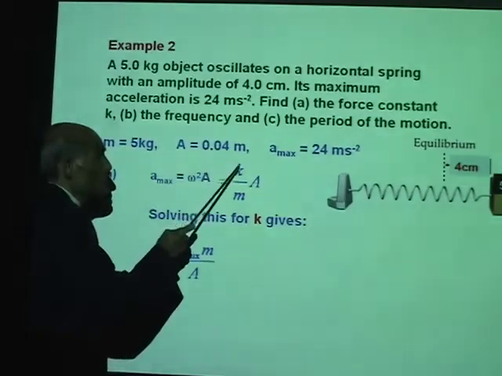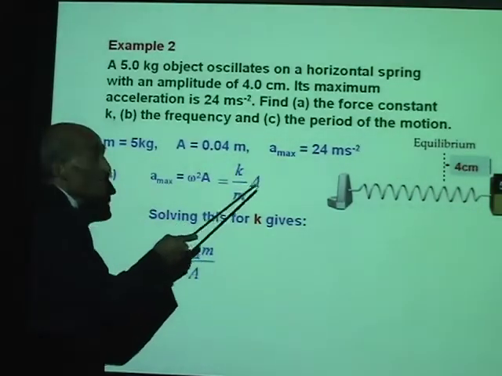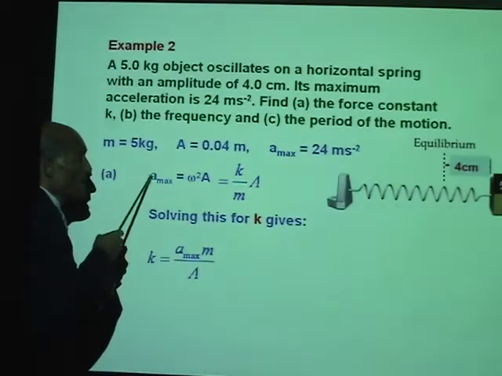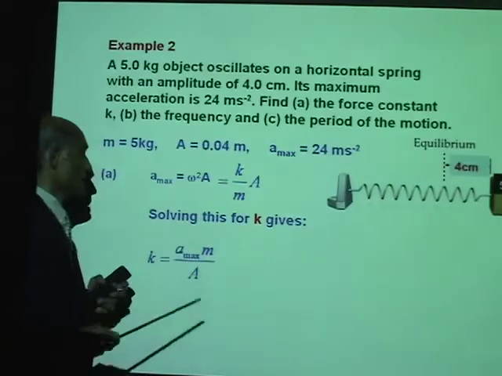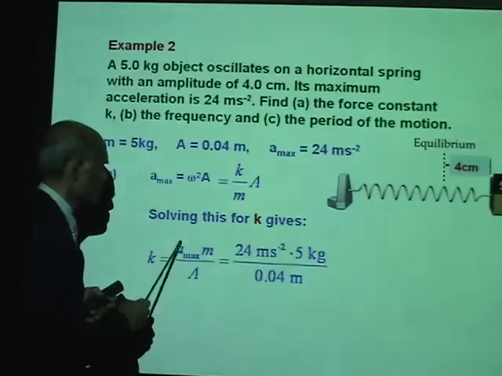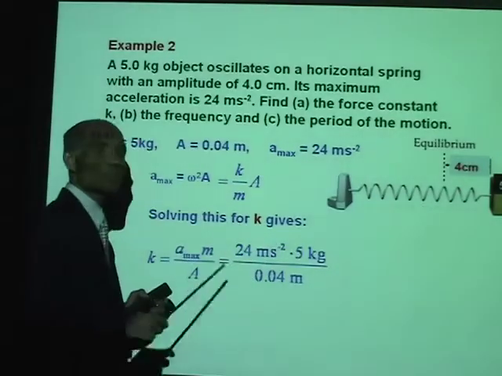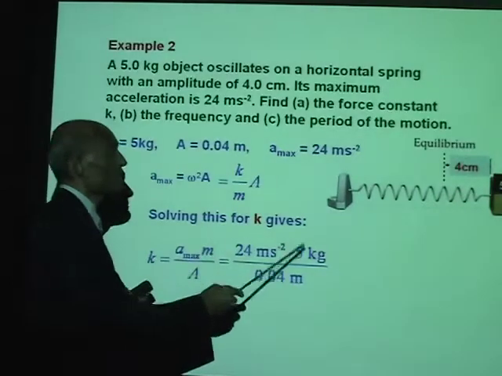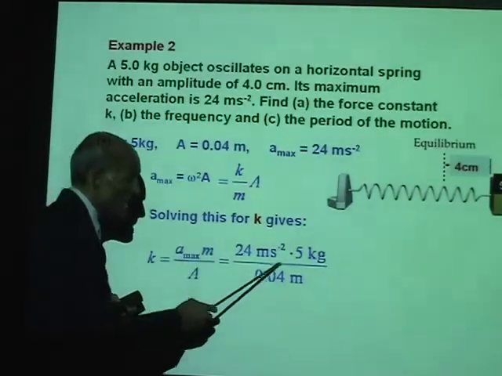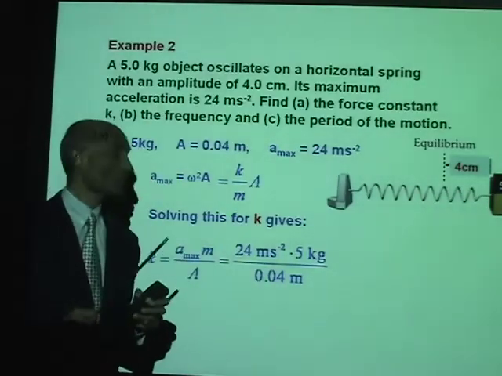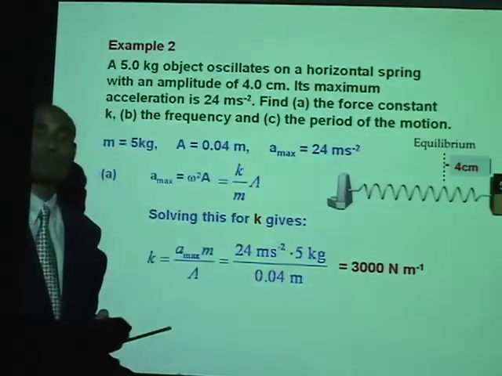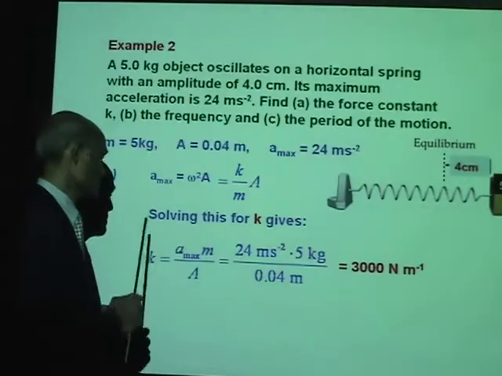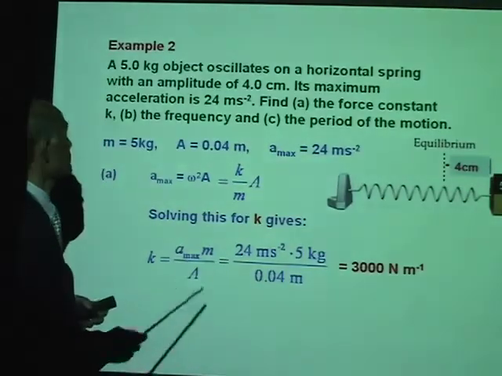A max equal to K over M A, cross multiply. A max times M and divide by A, you get K. And you know all these values. A max is 24 meters per second squared. M is 5 kilogram. And A, the amplitude, is 0.04 meter. And that is 3,000 Newton per meter, the value of K for that spring.